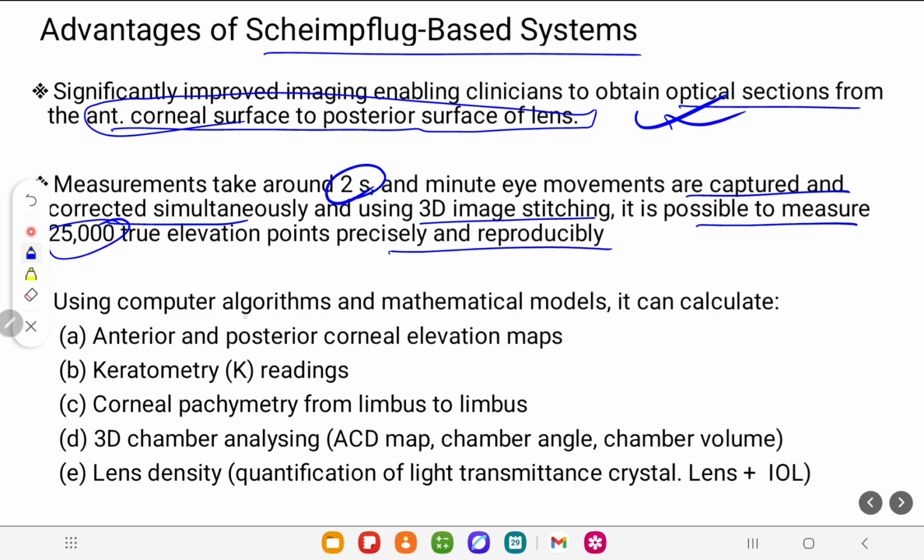Another advantage is the computer algorithm and mathematical model. So basically anterior and posterior elevation maps, where the posterior elevation map is centrally important in keratoconus diagnosis. It can give thickness, keratometry readings, and corneal pachymetry from limbus to limbus, which is great. And even 3D chamber analysis, ACD analysis, and even lens densitometry. So it's very, very useful.